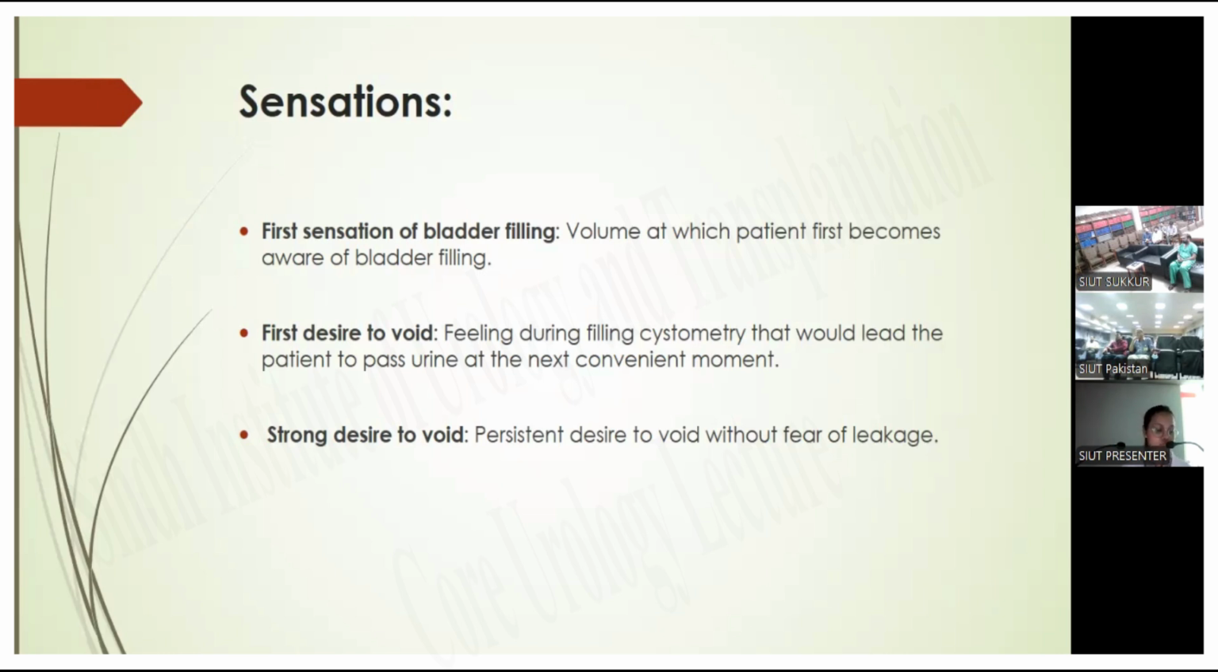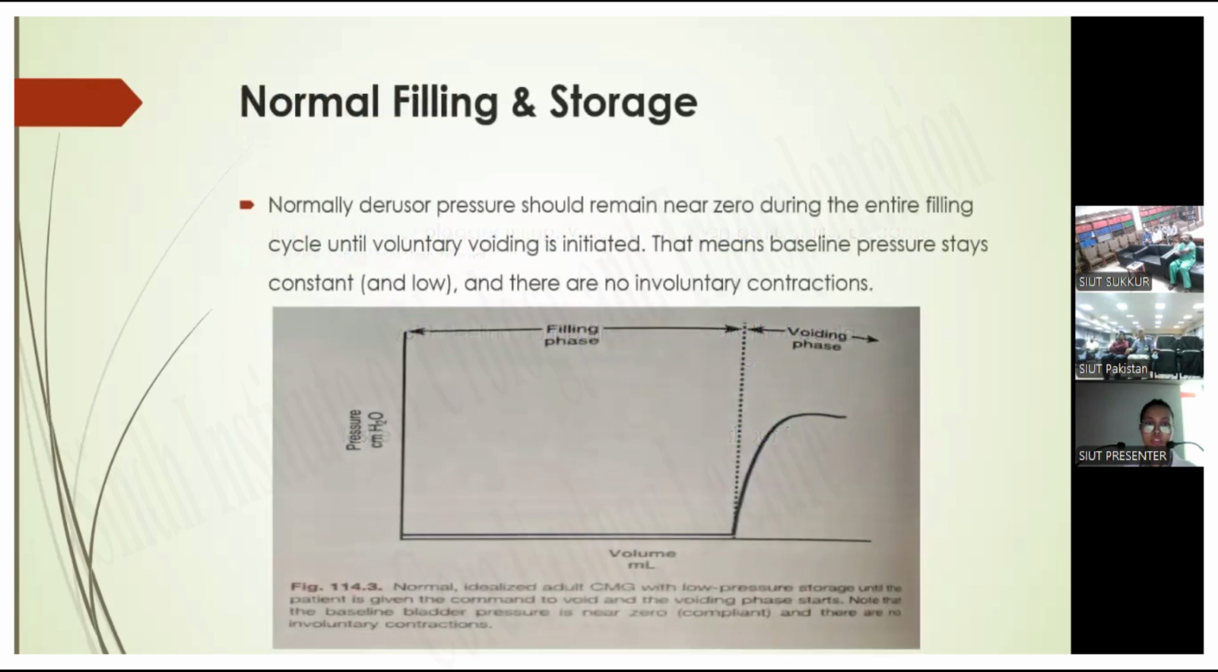And when the patient tells you, you need to put a cursor or a mark in that tracing. What is the first sensation of bladder filling? What is the first desire to void? So you should mark this on your graph, and you should ask the patient. So this is the normal filling and storage.